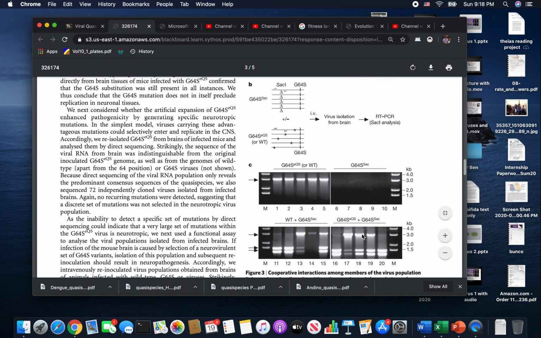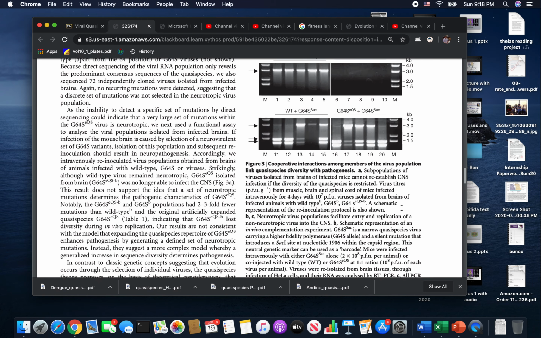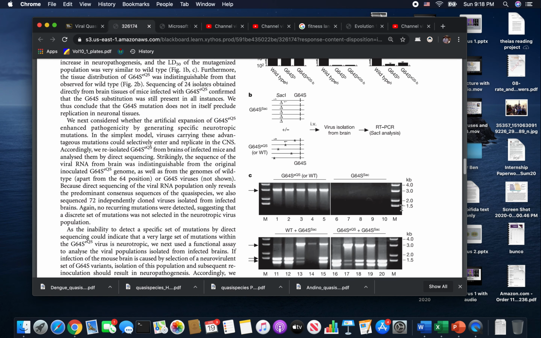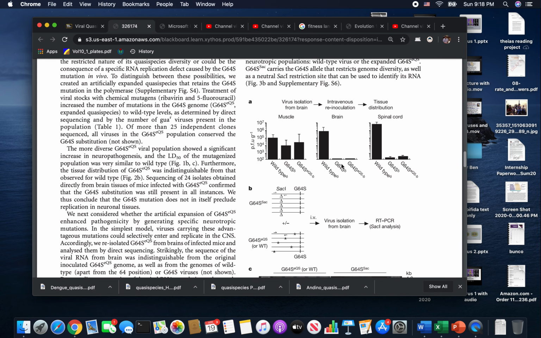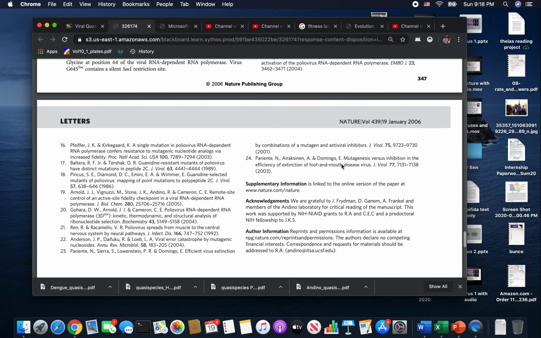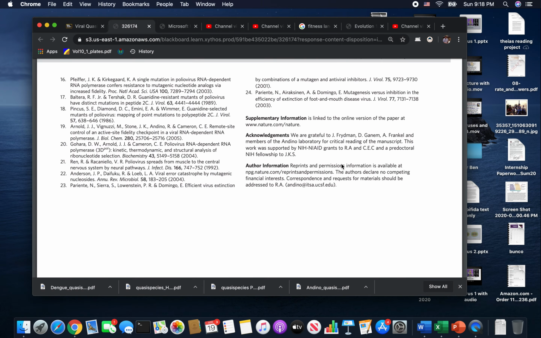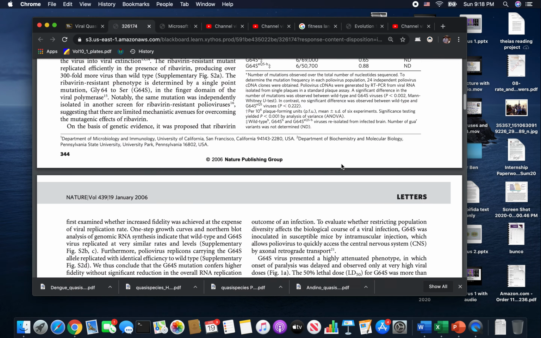And that's the idea. And this is them just isolating them back out from the brain and showing that even after all this time, all the ones that start out as G64S still have that G64S mutation in there every single time. So there you go. That's the weird, weird world of quasi-species. And that's how viruses work.